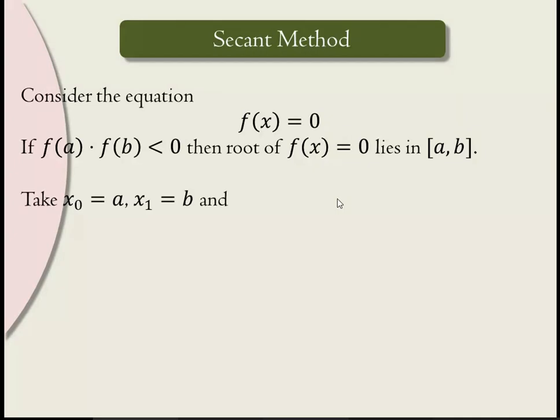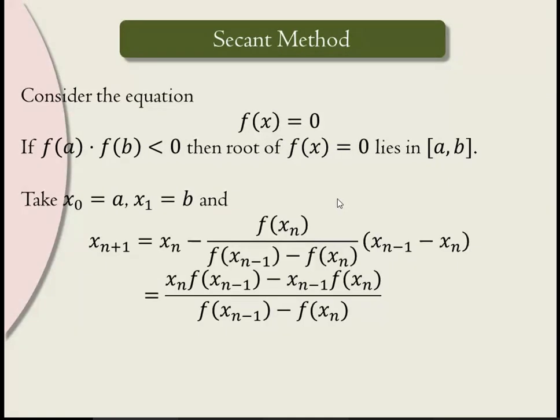Then take x naught as A, the first point as A and x1 as B, and then make use of this formula: Xn plus 1 equals Xn minus f of Xn divided by f of Xn minus 1 minus f of Xn, into Xn minus 1 minus Xn. Or if we simplify it, it comes out to be Xn f of Xn minus 1 minus Xn minus 1 into f of Xn, divided by f of Xn minus 1 minus f of Xn.